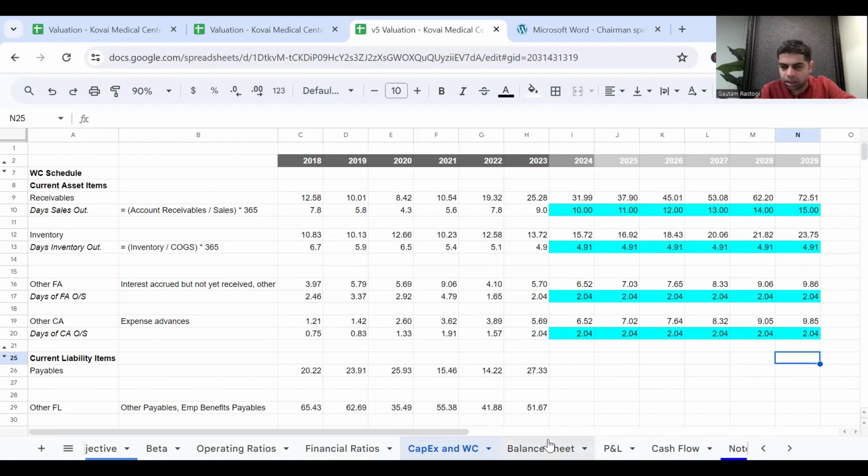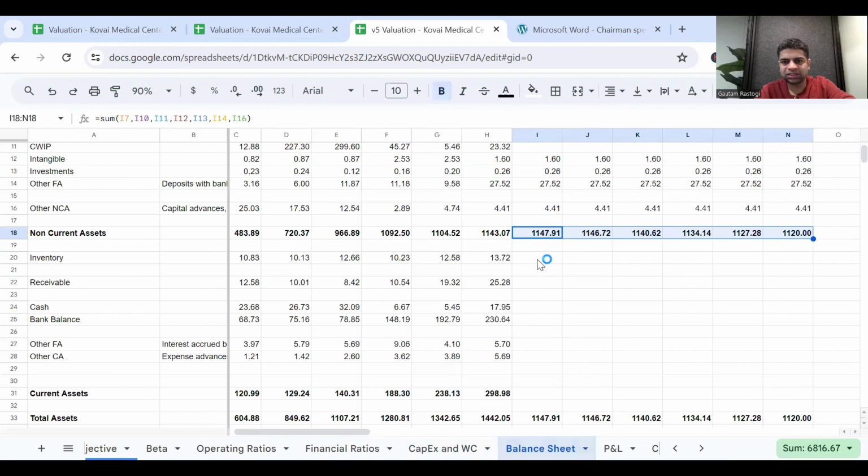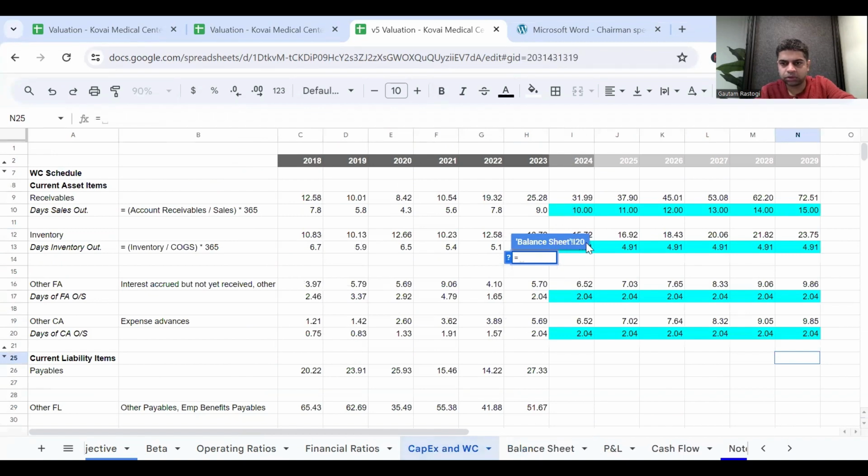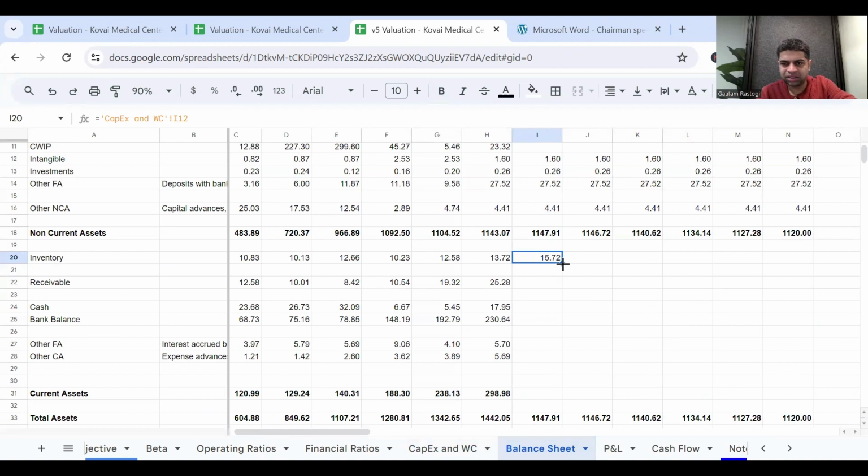All right, so this is done. Let's pull all of this into the balance sheet. So you have inventory. Let's go to the working. So first, this is done, inventory we have pulled. Now let's pull receivables.